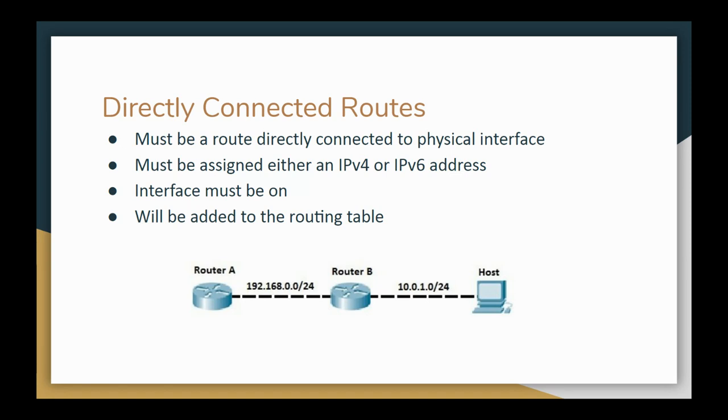Directly connected routes. Directly connected routes are always the best path to a subnet. Since they're configured directly on a router's interface, they get an administrative distance of 0. When an IP address is added to an interface, the router will automatically create a directly connected route in its forwarding table.